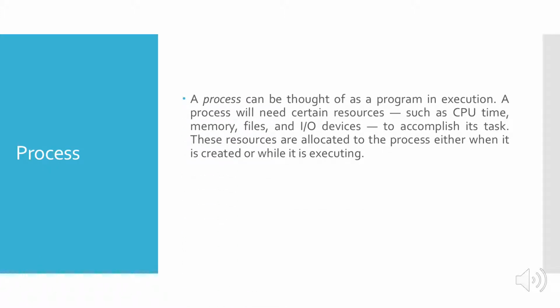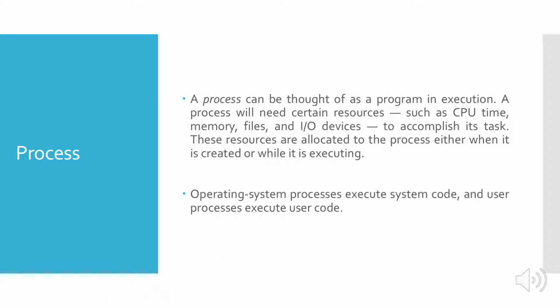A process can be thought of as a program in execution. A process will need certain resources such as CPU time, memory, files, and IO devices to accomplish its task. These resources are allocated to the process either when it is created or when it is executing. Operating system processes execute system code and user processes execute user code.